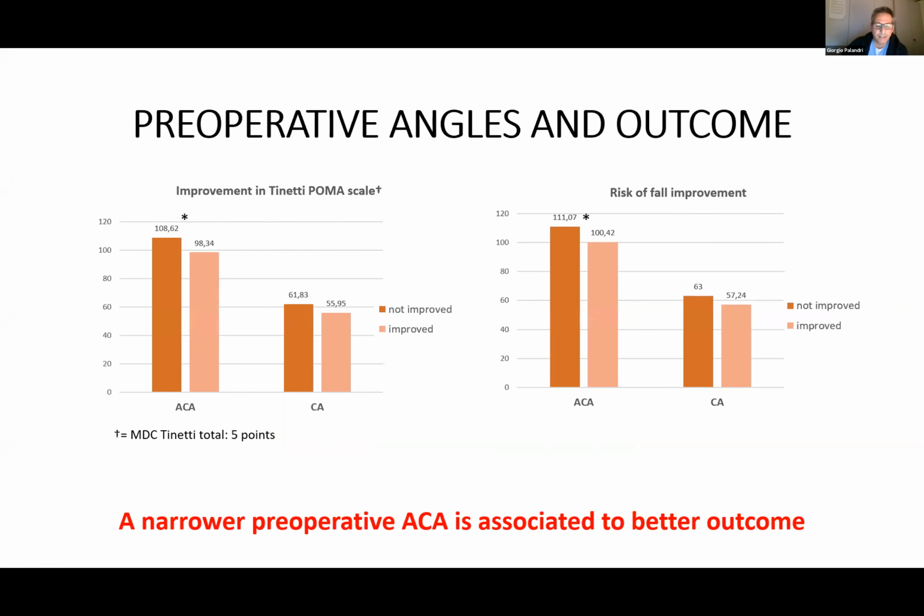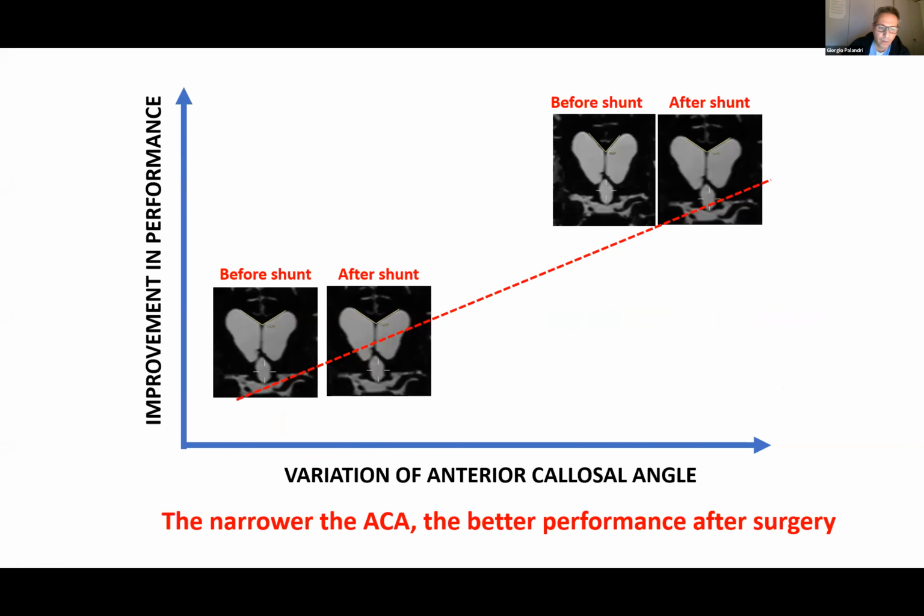It also correlates with the Tinetti score as regards the postoperative outcome and risk of fall. A narrower pre-op ACA is associated with a better outcome. The narrower the ACA, the better the performance after the surgery.